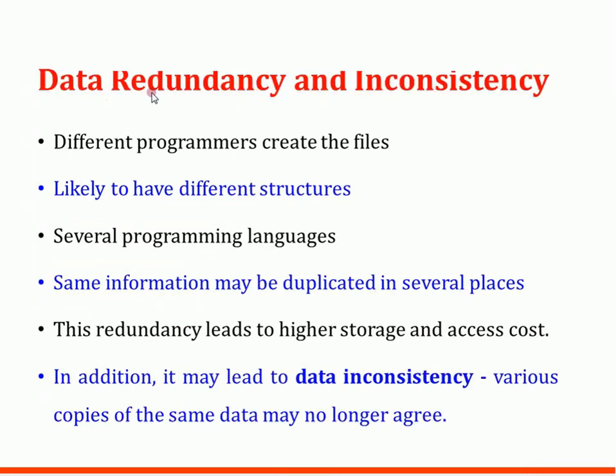Data redundancy, as you all know, redundancy means the repetition of data. Every programmer will create their own files, and all these files will have their own different structures. So when you use different programming languages in a particular file system, you might have different file structures, and some information may get duplicated in several places. All this duplication leads to redundancy, which in turn leads to higher storage and access cost. There is a cost associated with storage and access, and that will increase with redundancy. In addition, redundancy may lead to an inconsistency problem, that is, the same data stored in different places will have different information. There is no agreement between the copies of the data, which you call data inconsistency.